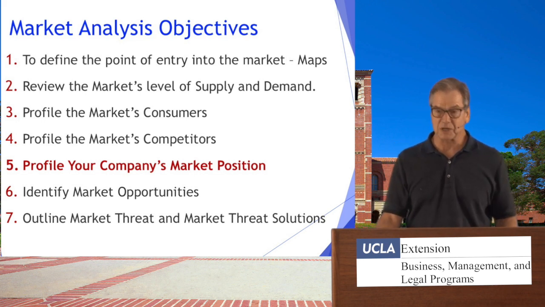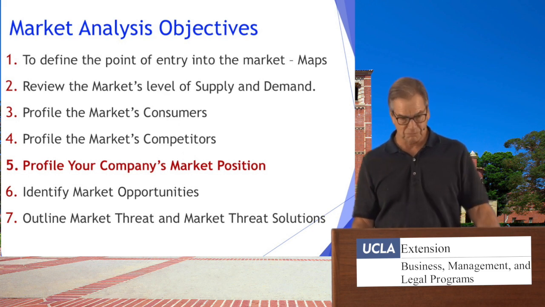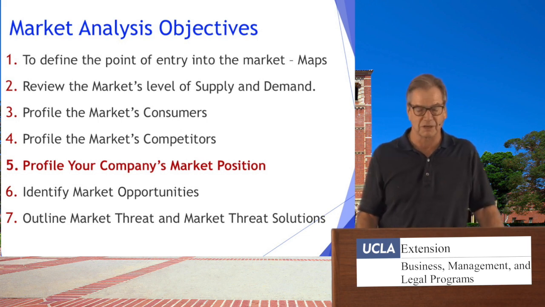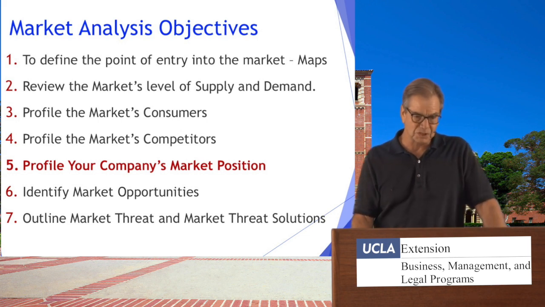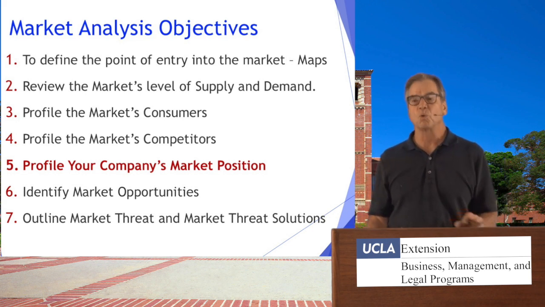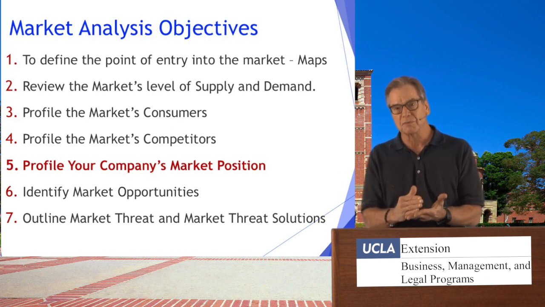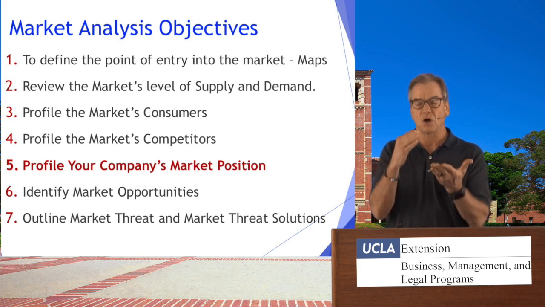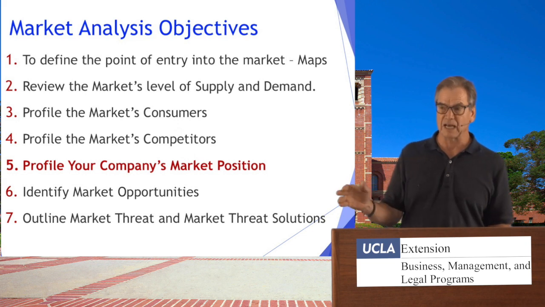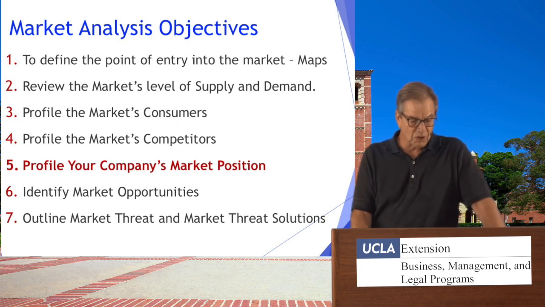Profile the company's market position. So early in our lecture series, we talk about how to do a SWOT analysis, and that's a part of case study analysis and strategic planning process. So a SWOT analysis: what are the strengths, the weaknesses, and opportunities and threats? Well, within the context of doing a market analysis, we want to document what we perceive our strengths, our weaknesses, our opportunities, and threats in the marketplace. And by laying that out there, the reader of our business plan, and our colleagues and staff and management are going to be aware of it.